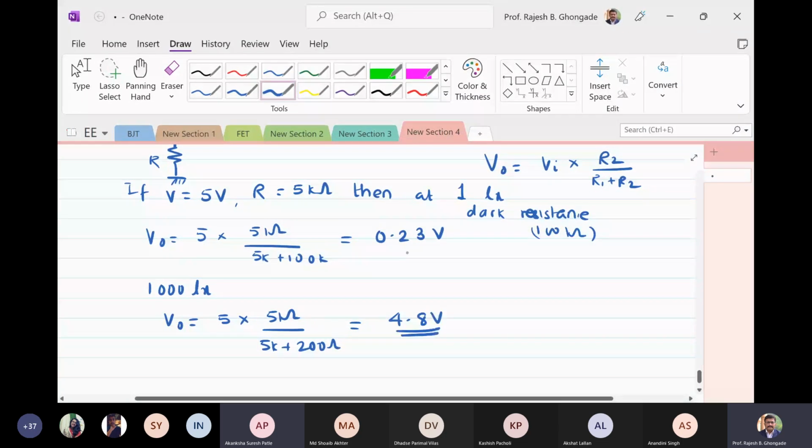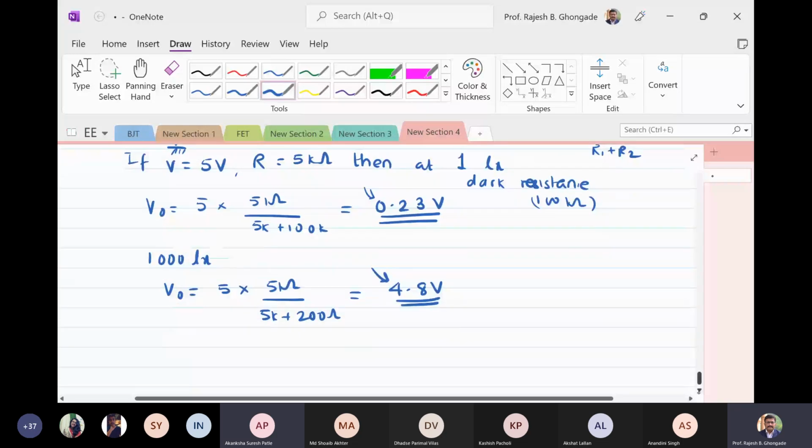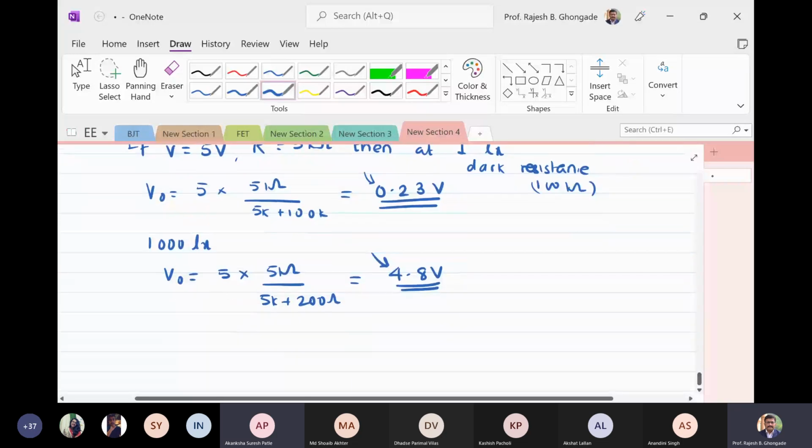So do you see how we are able to convert light intensity into voltage values? If you want to make a lux meter, to measure the light intensity, you can very easily do it. Just build it like this and measure the voltage. This voltage will give you the measure of light intensity. Clear to all of you?